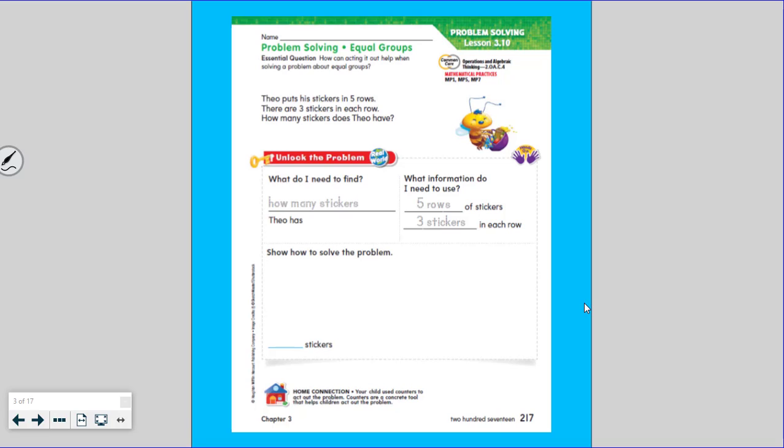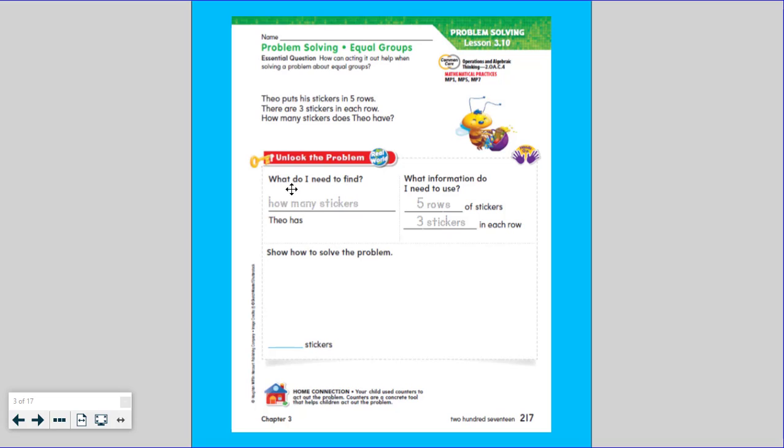This is an Unlock the Problem page. This is the problem solving page. We have one of these every chapter that we have in math. First thing we're going to start with is reading our problem. It says Theo puts his stickers in 5 rows. There are 3 stickers in each row. How many stickers does Theo have?